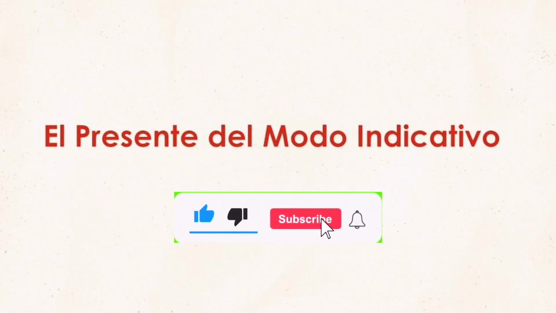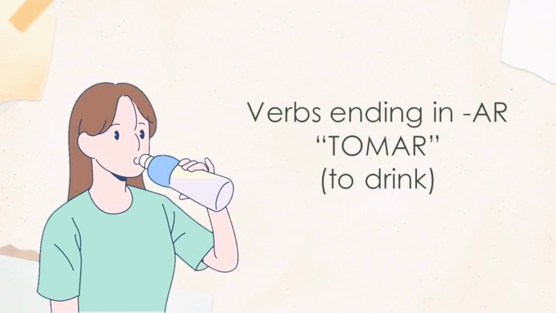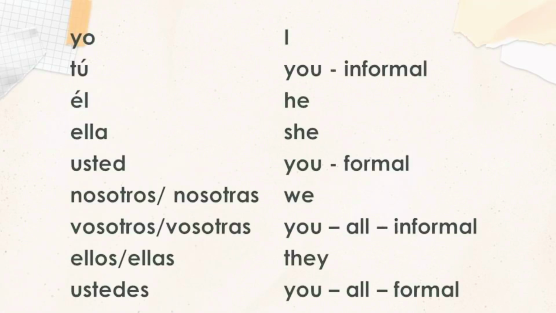El presente del modo indicativo. Many Spanish verbs are completely regular, meaning that they follow a specific pattern of conjugation. In this lesson, you will learn to conjugate regular ar verbs in the present tense. But before you can do that, you must memorize the following subject pronouns.